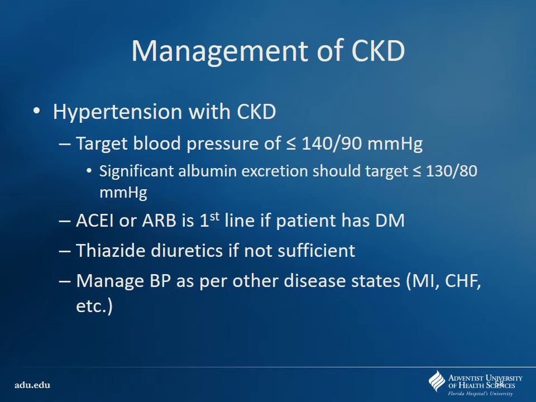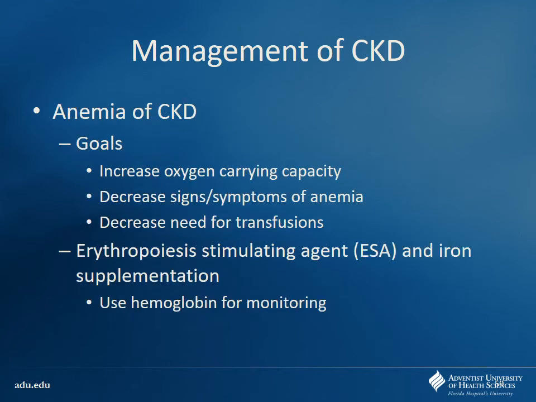And again, you're going to be monitoring other factors. So if they have an MI, they probably need to be on a beta blocker. They have CHF, probably a beta blocker, whatever other meds they need to be on as well. So always consider their other comorbidities when deciding what kind of drug is best for them.